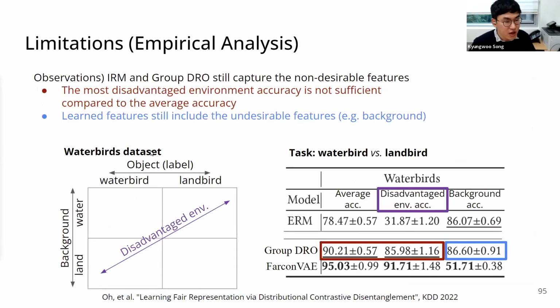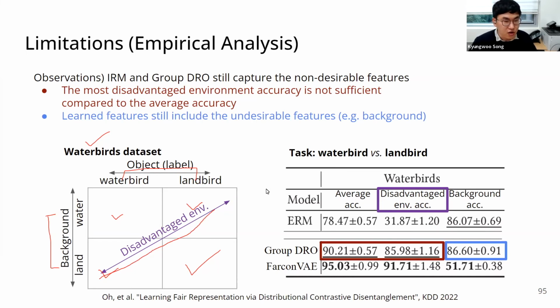We can check the limitation empirically on the Waterbirds dataset. The Waterbirds dataset consists of two types of background and object: waterbird on water, landbird on water, waterbird on land, and landbird on land. The disadvantaged environment is the anti-diagonal, waterbird on land and landbird on water.